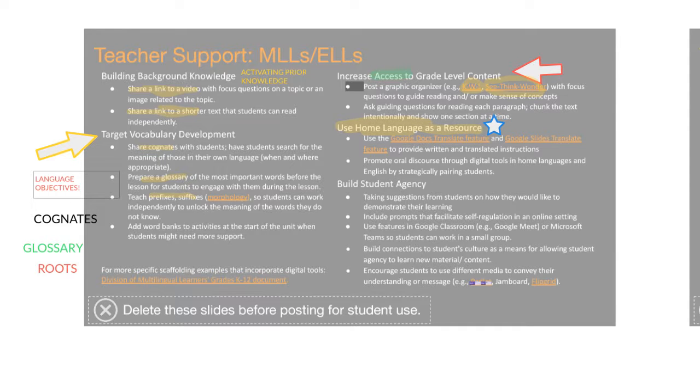Translanguaging, maybe somebody in the classroom that also speaks the language can help new students in your classroom. You can use Google Docs Translate. You can use Google Slides Translate as well. You can use online dictionaries. And of course, promote oral discourse through digital tools in home language and English by pairing your students with other students that may be able to help them.